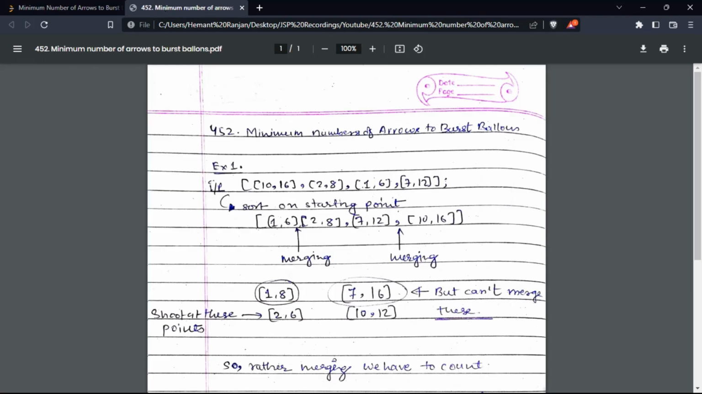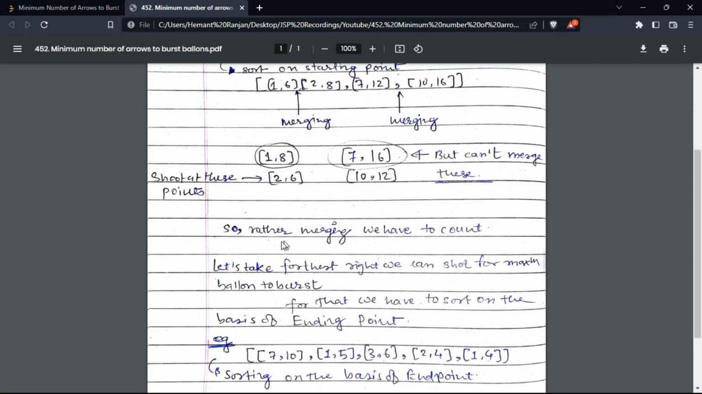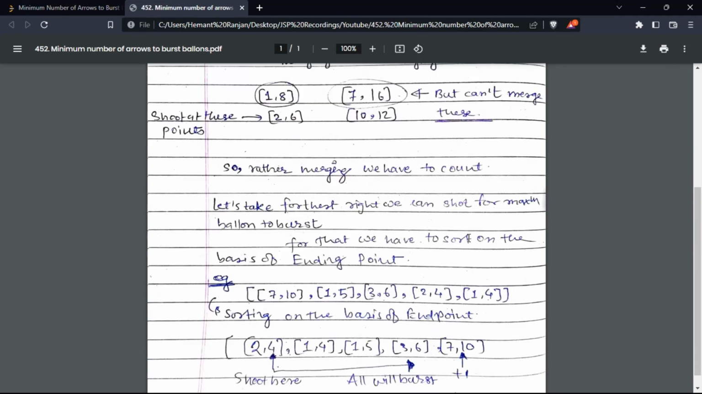So let's see my approach, what I have done here. In this question, if we sort and merge these points, like at 6 and at point 10, we can burst all the balloons, and the minimum number of arrows shot, which is 2, is being used here. If we try to merge these two points, 1 8 and 7 16, we will get these merged points and we will be able to burst all the balloons here. But we can't merge further, because we need to count the number of arrows being shot at the balloons, and arrows travel vertically. So rather than merging, we have to count the number of arrows.